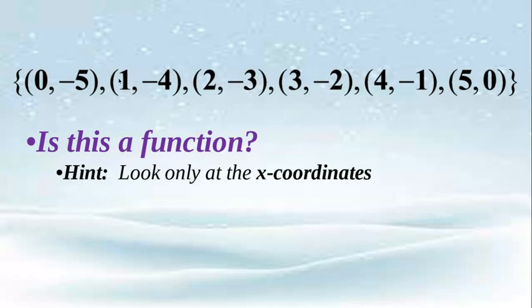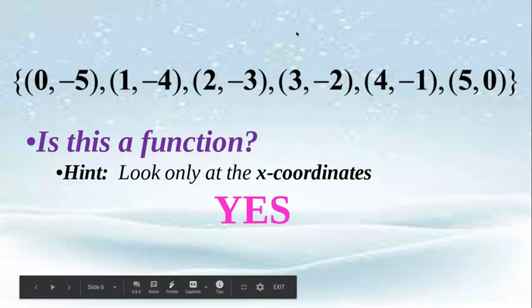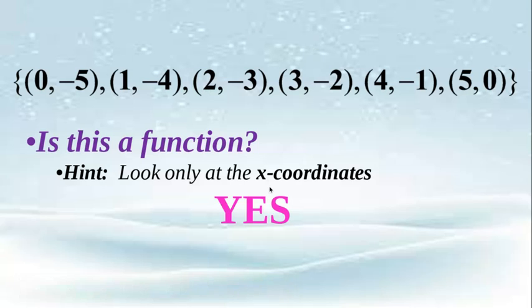I have a 0, a 1, a 2, a 3, a 4, and a 5. So do I have any of the same number more than once? Nope. So since I don't have any of the x's more than once, yes, it is a function. So if I would have said 0, 1, 2, 2, 4, 5, then it would be no, because I would have said 2 twice. But since all of the x's are different, that means it's a function.